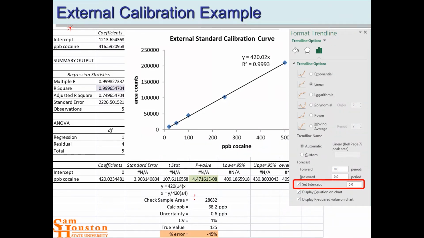So we come in with a check sample. This is our blood signal from blood. And it was supposed to be 125 parts per billion in blood. We run it on our calibration curve. Our signal comes in at 28,000, which 28,000 divided by 420 would give us our 68 parts per billion. It's really low. So this is our sample that came in at 68 parts per billion measured.